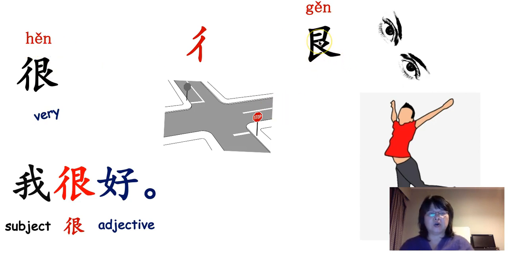But this character also has the meaning. On the top, it's like two eyes on top of a person. So this character actually means a person looking at the back, twisting his head to look back. That means it's hard. So for me, my story can be: a person standing at the crossroad and looking back. It's really hard because the traffic is very busy. So 很, very.